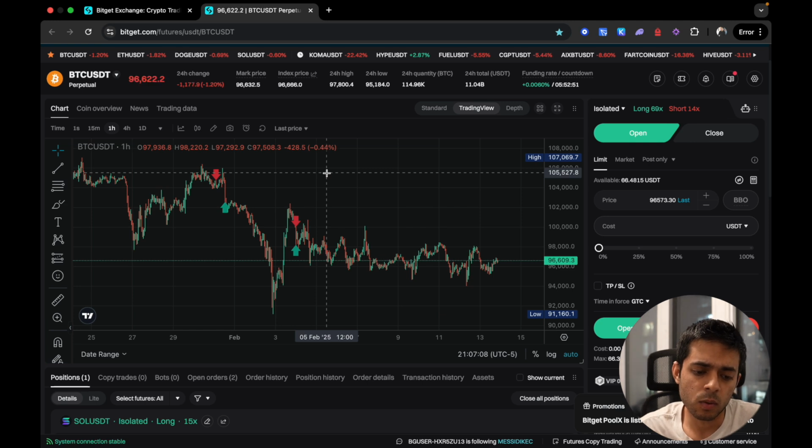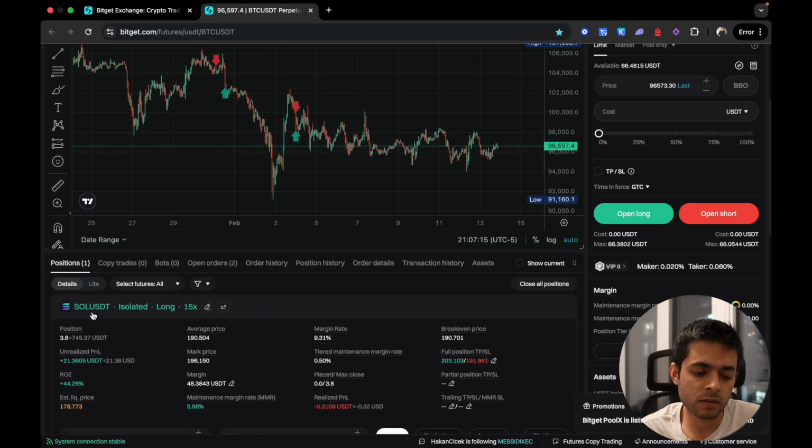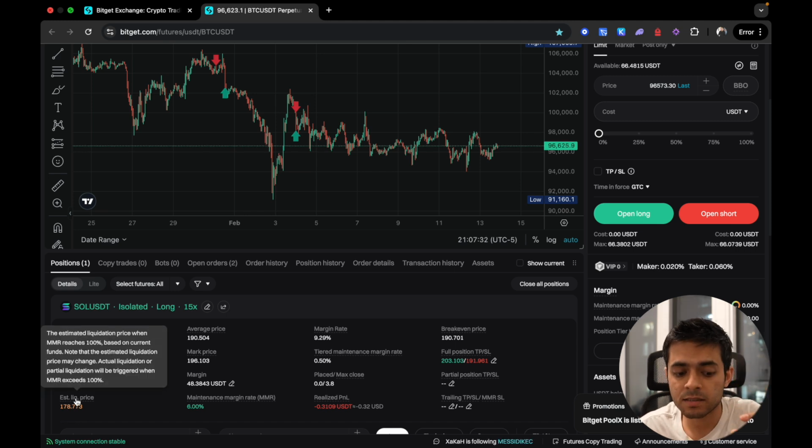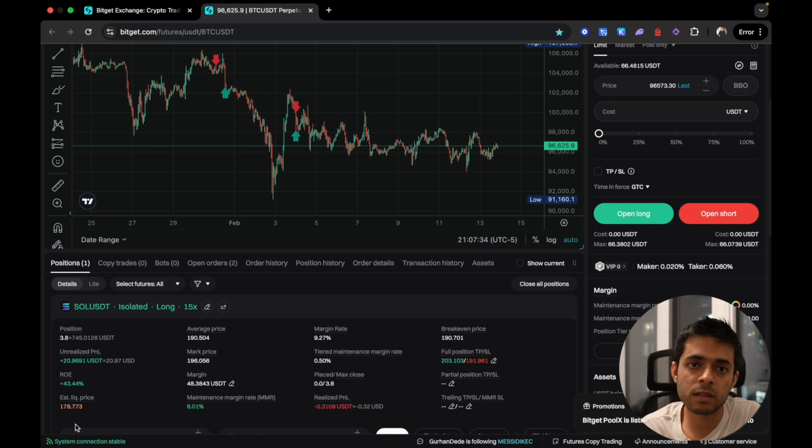But what I usually do is I'm gonna show you. So let's say currently my Solana trade is going on, and you can see I'm making 21 USD profit, which is almost 43% of my investment. My investment right now is $50 where I started my trade. You can also see the estimated liquidation price. As my trade is isolated, it means that the amount that I put in is at risk, not my account.